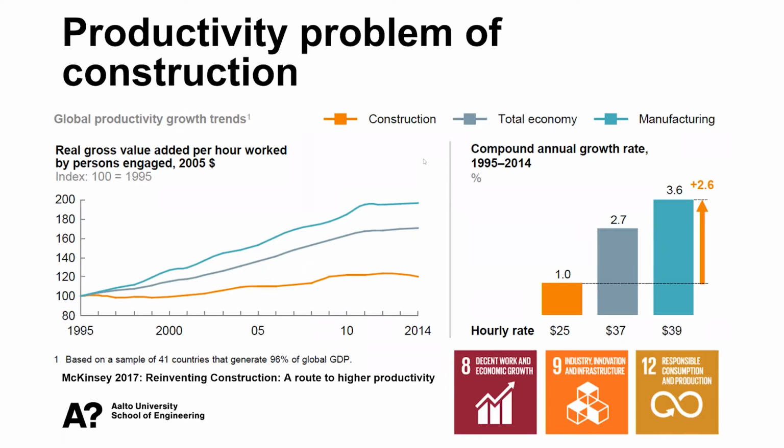Productivity is quite important also for the sustainability goals of the United Nations, and this is tied to decent work and economic growth, industry innovation and infrastructure, and responsible consumption and production. Solving the productivity problem of construction is a big deal because construction is a big part of the gross domestic product of each country.